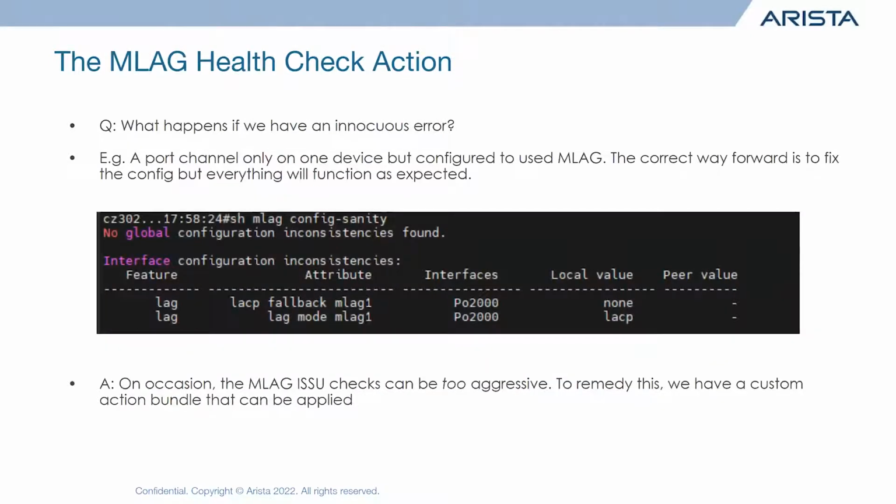All right. So what happens if we have an innocuous error? And in this case, by innocuous error, I mean something like a port channel that's on one device, but is configured to use Mlag. So this technically is a misconfig. So the proper way to do this would be just to remove Mlag off that port channel. But we have certain situations we've seen in the past where it is difficult if you're in a change freeze or if you're in a very, very difficult change window that we really don't want to edit any configs on the switch. However, we can still do an Mlag ISSU upgrade with some checks.